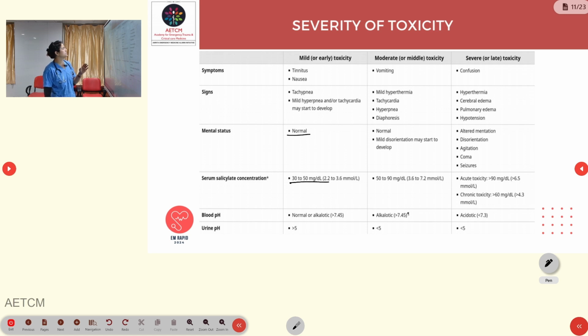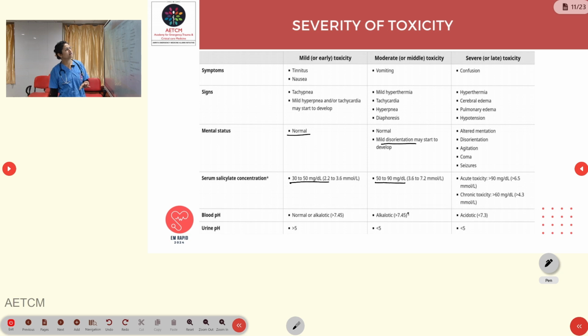In moderate toxicity, the symptoms will be vomiting. The signs will be mild hypothermia, tachycardia, hyperapnea, diaphoresis. The mental status will be mild disorientation that may start to develop, or it may be normal. Serum salicylate concentration is 50 to 90 milligram per deciliter. Blood pH will be alkalotic. Urine pH will be less than 5, that is acidotic.